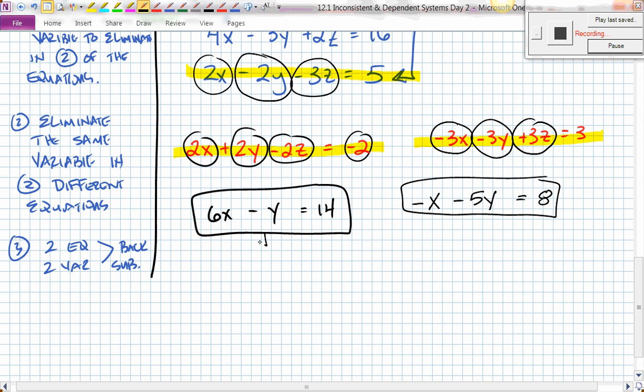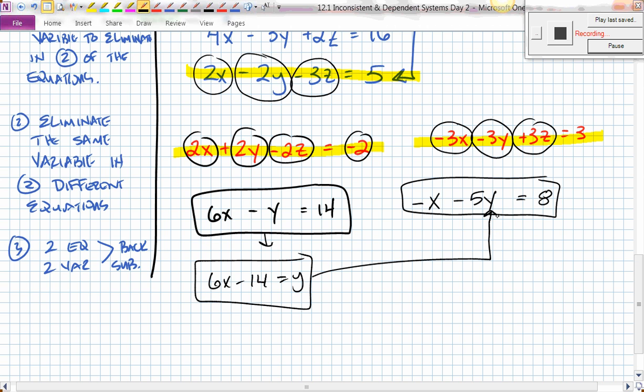So if I solve this one for y, doesn't this tell me that y has to be 6x minus 14 equals y? Did I do that right? Okay, now what do I do with that? Take that, and I substitute it right there. So here's what I get. Negative x minus 5 times 6x minus 14 equals 8.